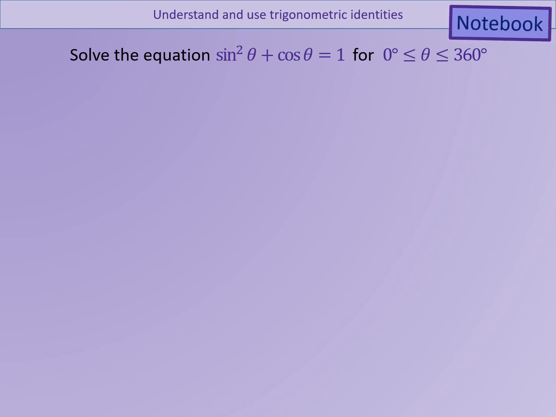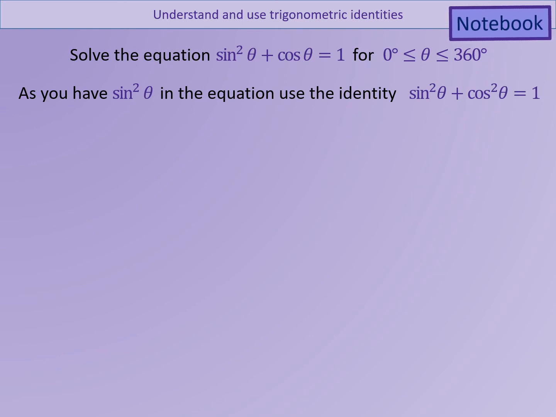and therefore we would be in a position where we couldn't do much more. So instead we're going to use the second of our identities, which is sine squared theta plus cos squared theta is equivalent to 1, and my aim is to replace the sine squared theta in the original equation.